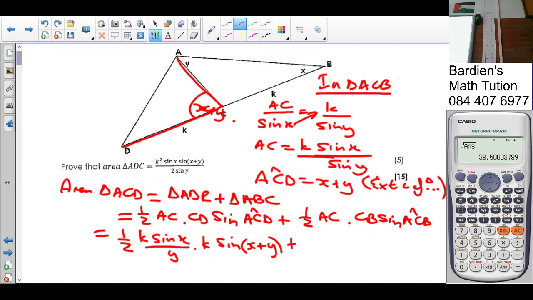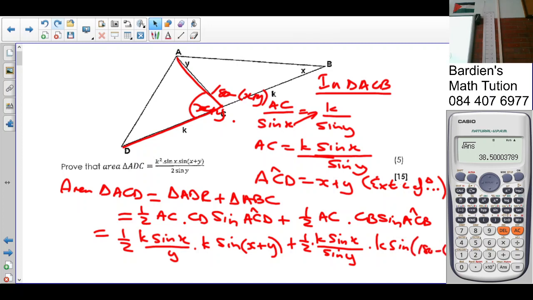We'll have half AC, same story, which is K sine X over sine Y, times CB, which is K sine of angle, now this angle here is 180 minus X plus Y. Why? Sum of angles in a triangle. Okay. Let's take the calculator away there.